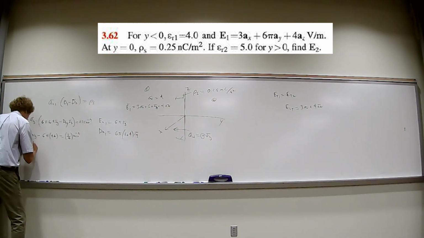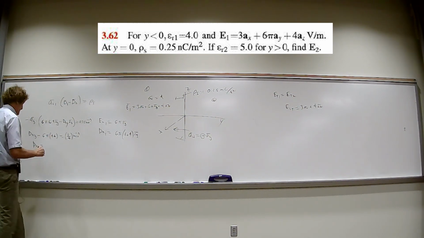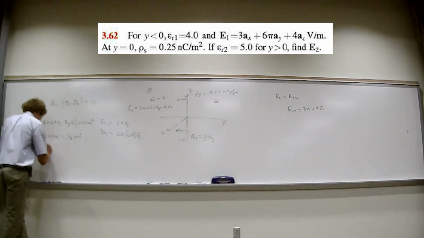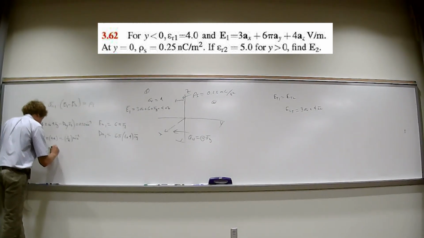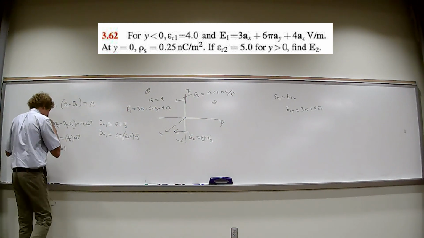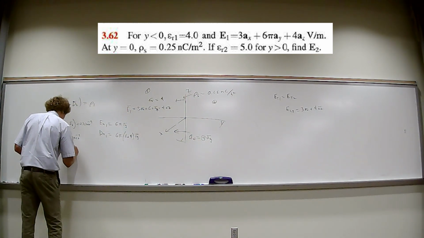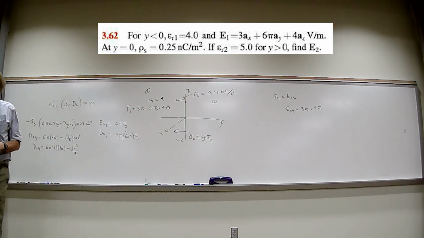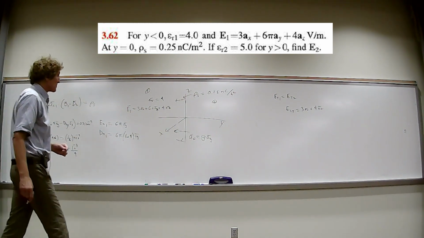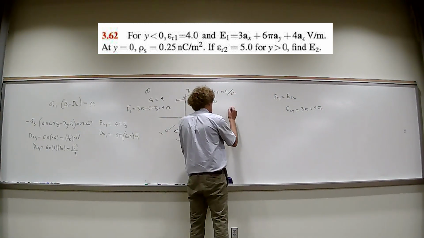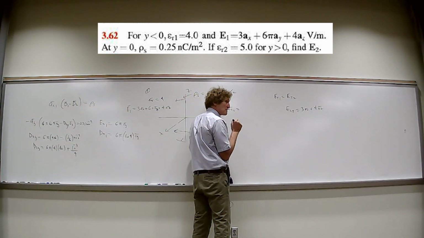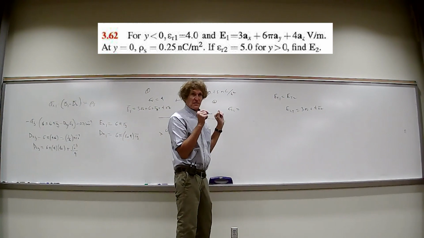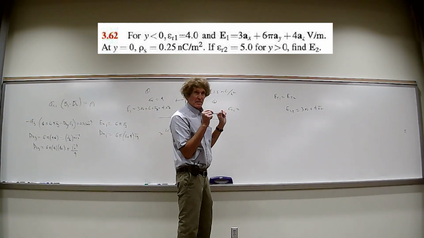Now I need to solve for D2y. And that's going to be equal to 6 pi times 4 times epsilon naught plus 10 to the minus 9 over 4. So that's D2y. How do I get the E field if I have the D field? Divide by epsilon. What is epsilon in region 2? Epsilon relative in region 2? I think it was 5. Yeah, it's 5. Is that right? Okay.